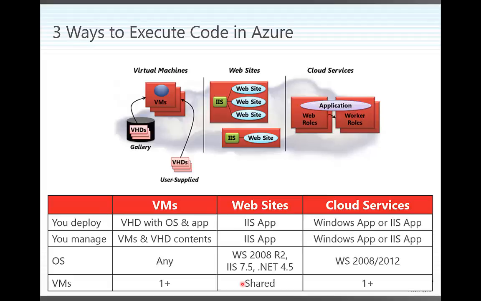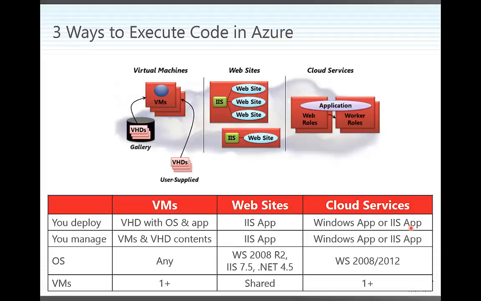The last way to run code in Azure is to use what's known as a Windows Azure Cloud Service. This is otherwise known as the Platform as a Service architecture, and this is what Microsoft is really promoting and hoping that most companies will eventually migrate to. With the cloud service, you can deploy a Windows app or an IIS app. So in other words, any application that runs on top of Windows would work here.